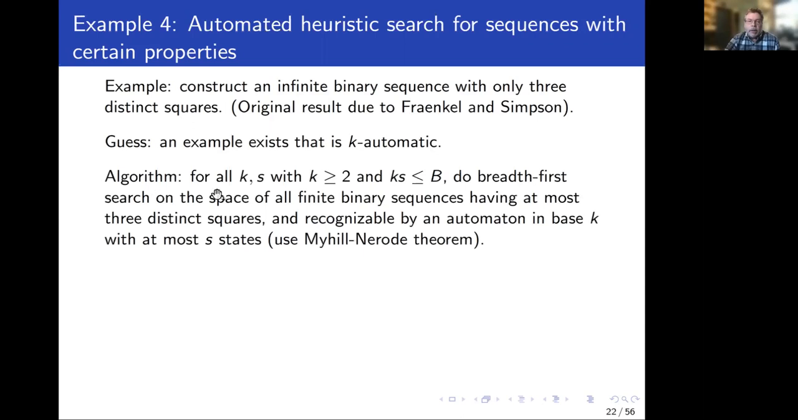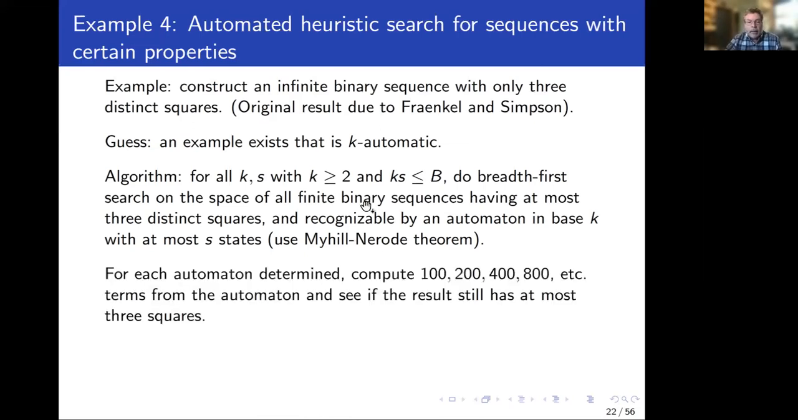So what we can do is a breadth first search on the space of all binary sequences. At every step, the strings that we are looking at are guaranteed to have at most 3 distinct squares, because we check that. We also use the Myhill-Nerode theorem to say that the sequence we've produced so far will be recognizable by an automaton in base k with at most s states. Now we just do this for all k greater than or equal to 2 and less than or equal to some bound b, which we set. Maybe b is 50, something like this. This is very easy to do. It's not built into Walnut, but you can easily write this code.